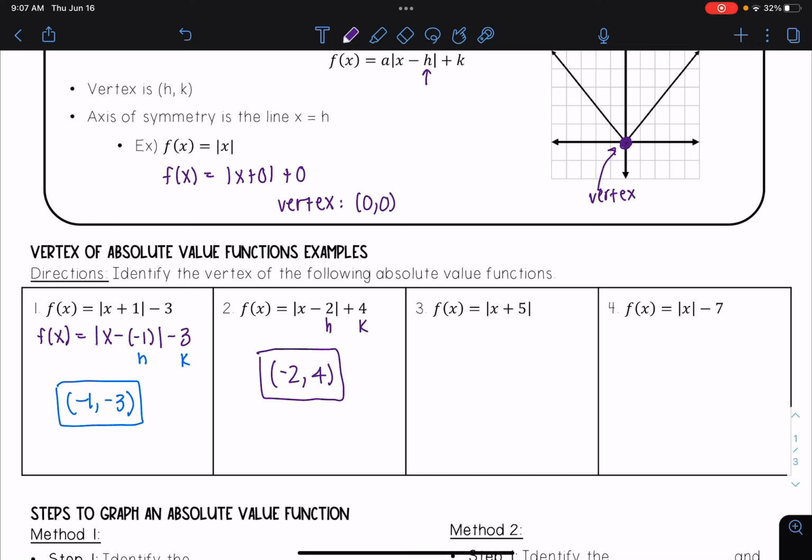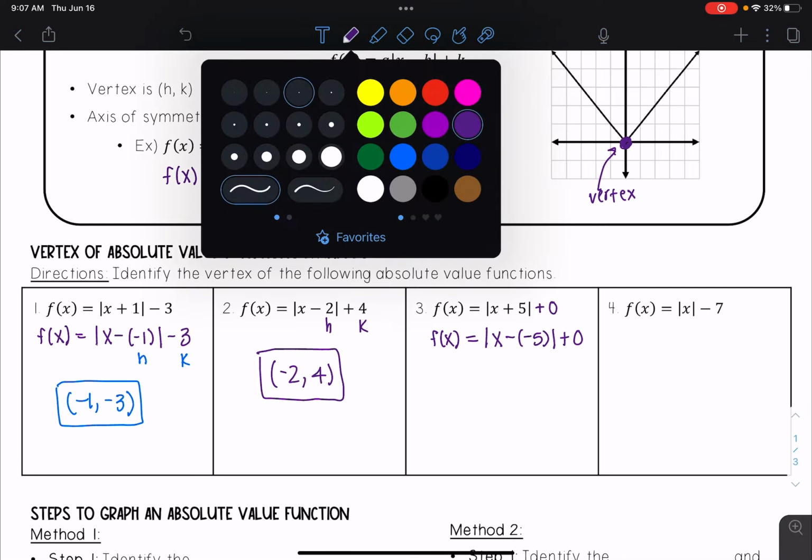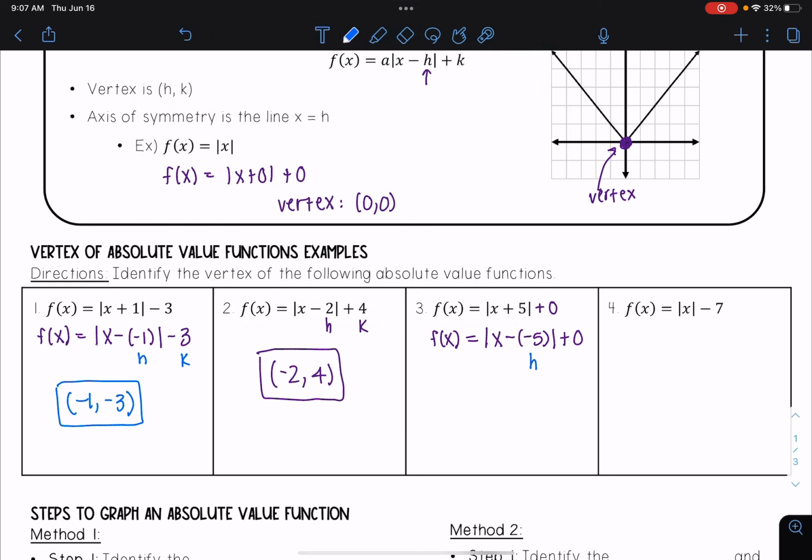Okay, now for this next one I have that f of x is equal to the absolute value of x plus 5. And I don't have anything added at the end. However, if there's nothing there, that's really the same thing as adding 0. And so that means here my h, which I want to change to being subtracting, so x plus 5, same thing as subtracting a negative 5. So I find that my h here is going to be negative 5. My k is 0, so that means that my vertex is (-5, 0).